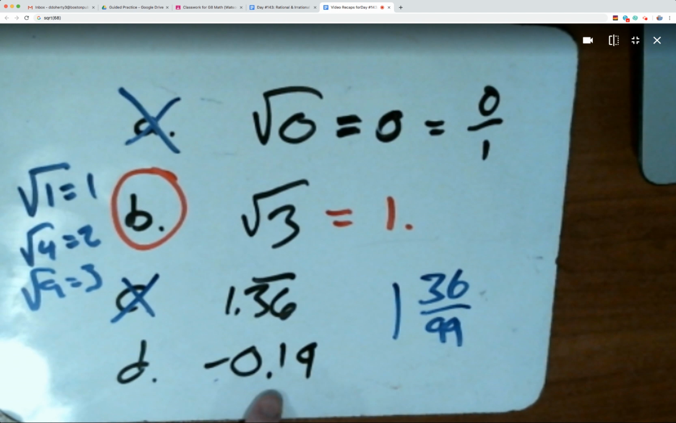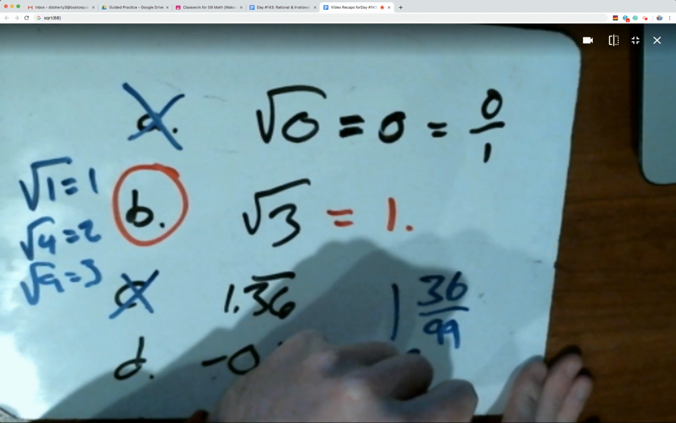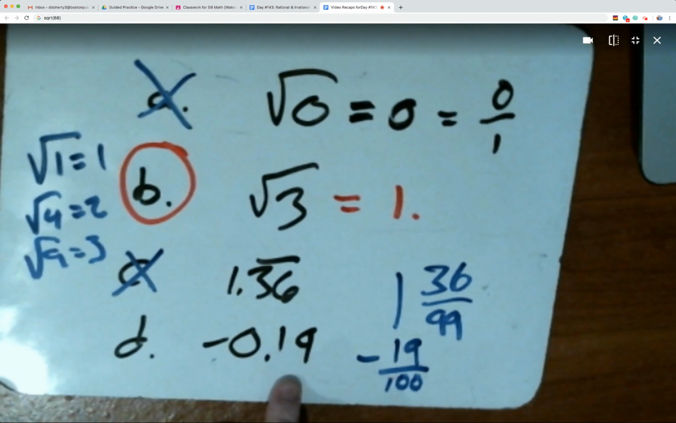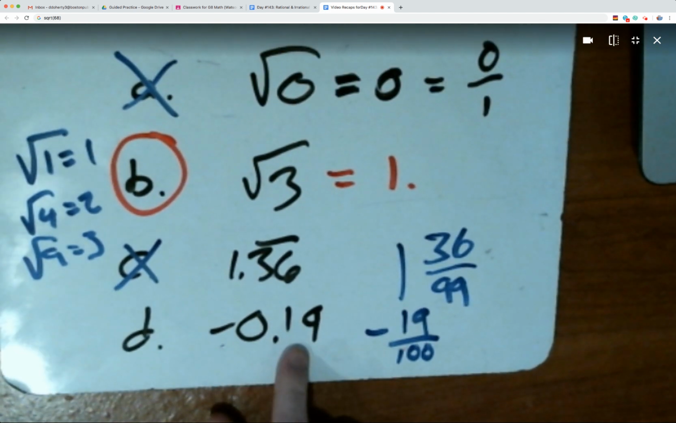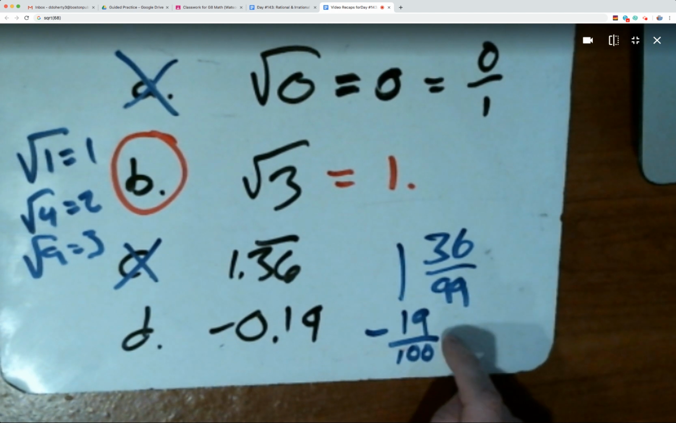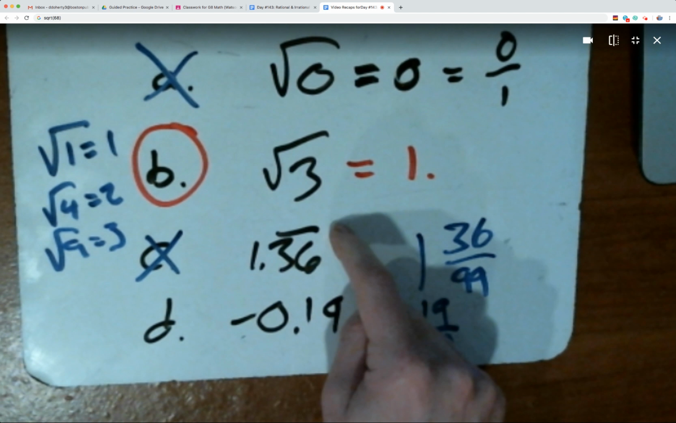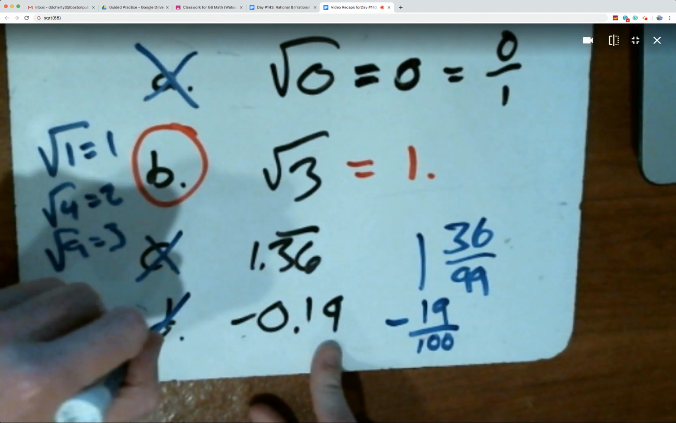And all terminating decimals are definitely rational numbers because those can pretty easily be written as fractions. If you read this number correctly, negative 1900ths is how we pronounce this. And that tells you the fraction that can easily represent this terminating decimal. So every decimal that repeats with a pattern or stops is actually rational.